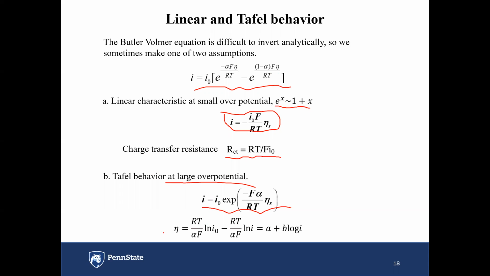And we can also express the overpotential by taking the log of both sides. The eta is equal to RT divided by alpha F times log of the constant current, minus RT divided by alpha F times log I, right? So this expression is called the Tafel relationship.